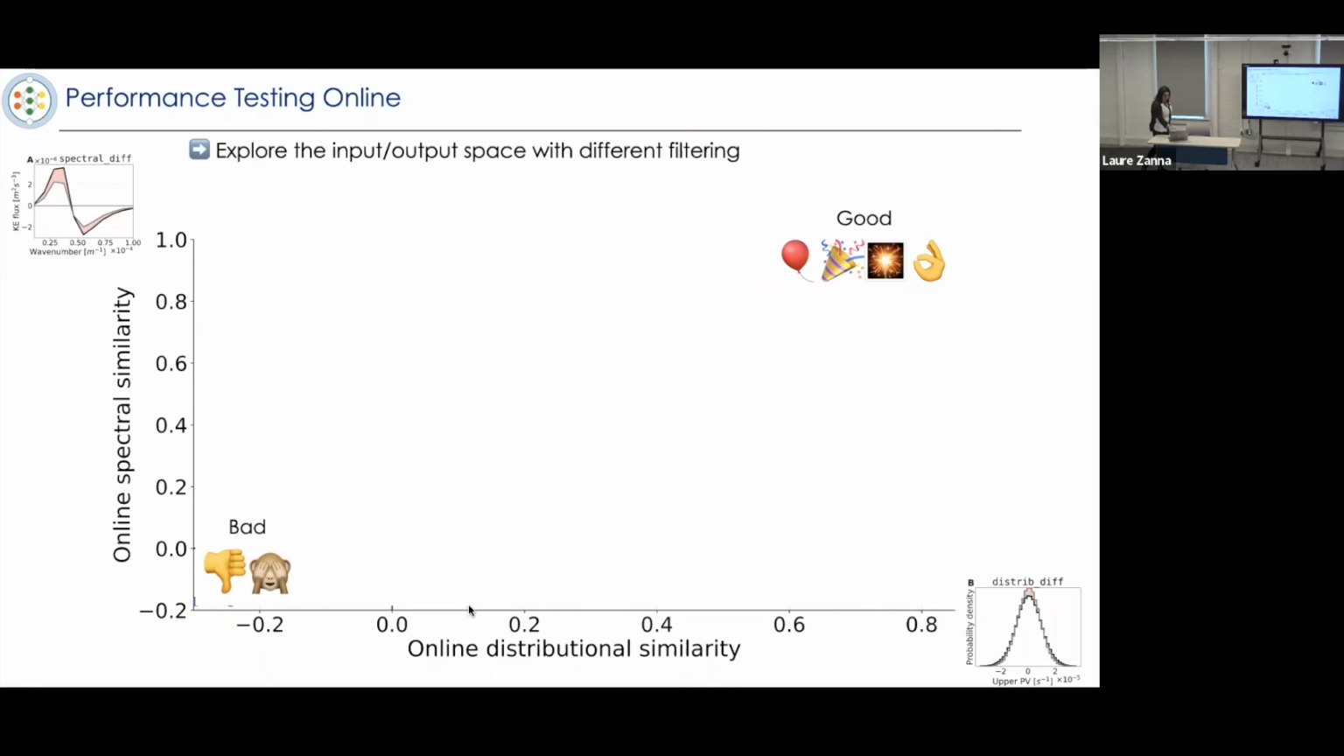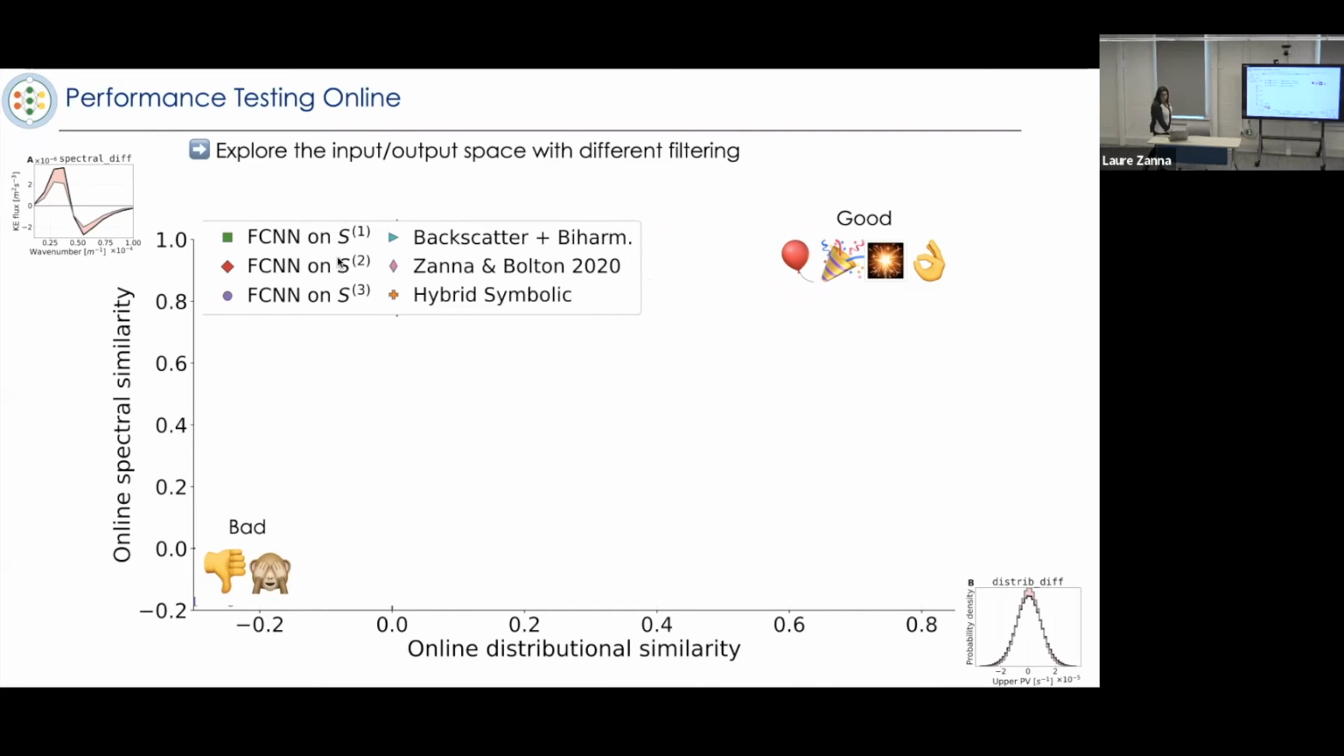So again, let's see what happens. It's going to be 100 and something simulations. You're going to see a lot of dots, all right? So three different neural networks with the three different types of filtering. This thing that is called backscatter, this is the physics-based parameterization that was developed about a decade ago, that does perform very well as we saw. And then a couple of hybrid ones that we came up with. So data-driven equation discovery.